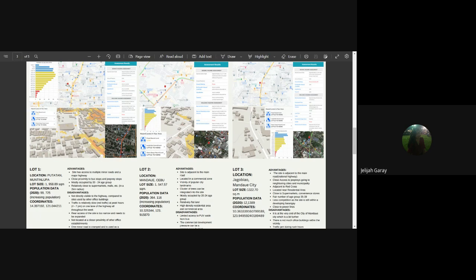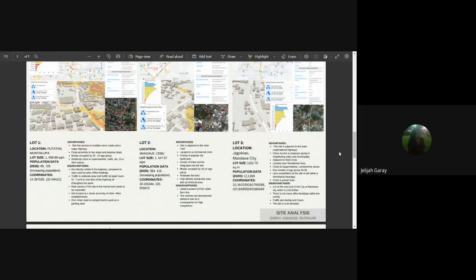And it is also in the vicinity of popular city landmarks, which are the Cart Zone and the Sykes Building, and there is also a cluster of trees that can be integrated into the site. It is also mostly occupied by the 20 to 24 age group, which is the workforce, and it is in relatively flat land and a high density residential area and commercial area.